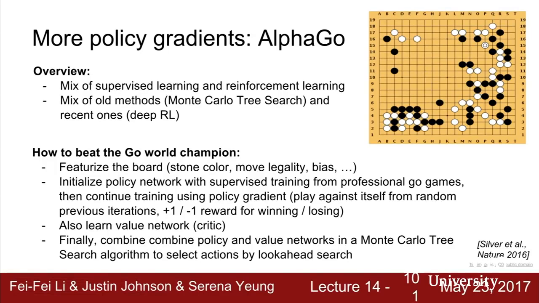So self-play, and the reward it gets is 1 if it wins and -1 if it loses. We're also going to learn a value network, something like a critic. The final AlphaGo combines all of these together, the policy and value networks, along with a Monte Carlo tree search algorithm to select actions by look-ahead search. After putting all of this together, the value of a node, where you are in play and what to do next, is a combination of your value function as well as a rollout outcome that you're computing from standard Monte Carlo tree search rollouts.